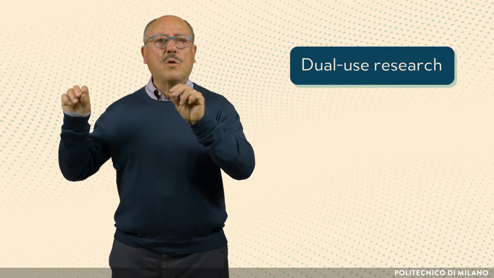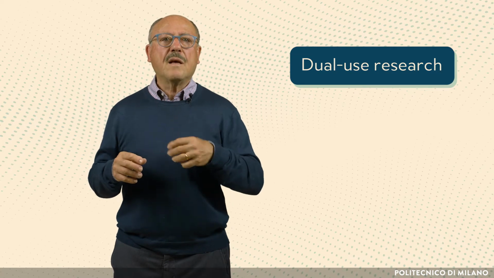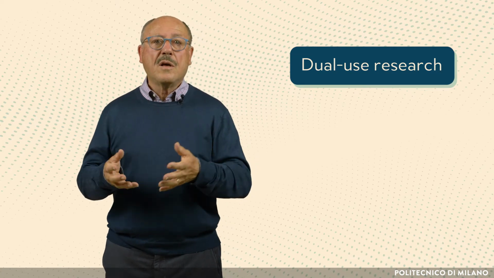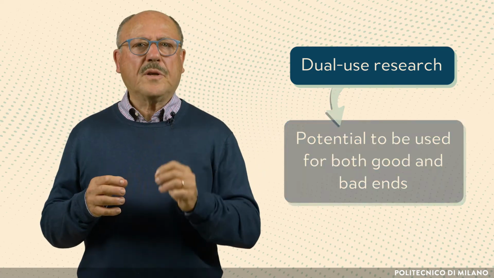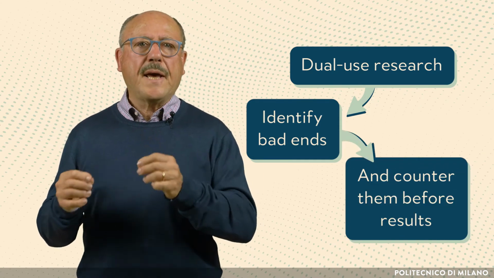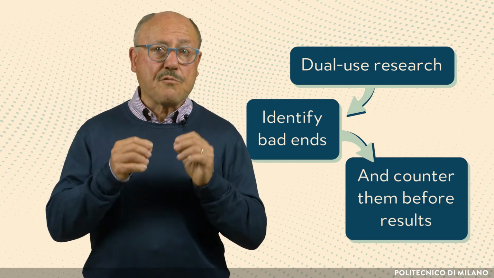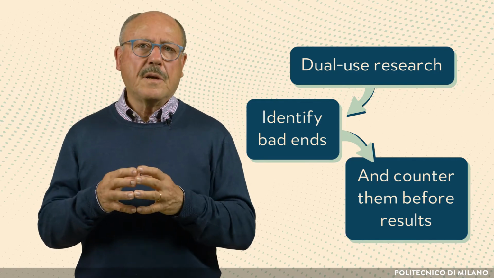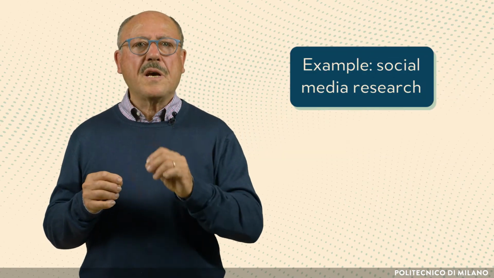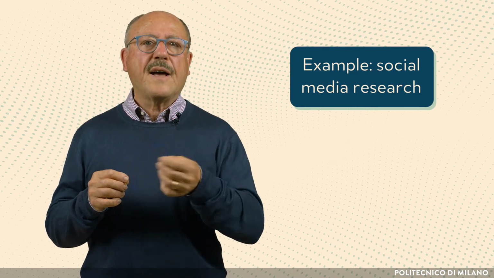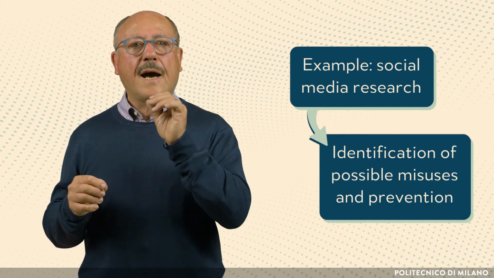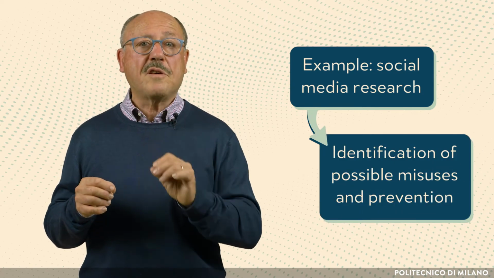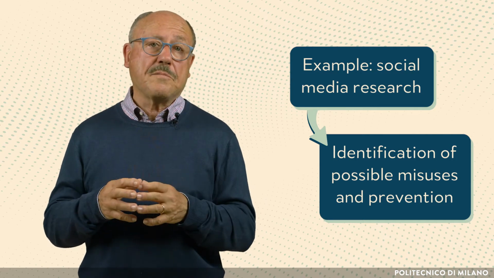Similar ethical issues arise in cases of dual-use research, meaning that a research has the potential to be used for both good and bad ends. It is important to identify and counter bad ends before the research produces results and not after. For example, suppose that a social media researcher works on a new advanced platform. Ethics-informed research will also focus on identification of possible misuses and possible prevention mechanisms.